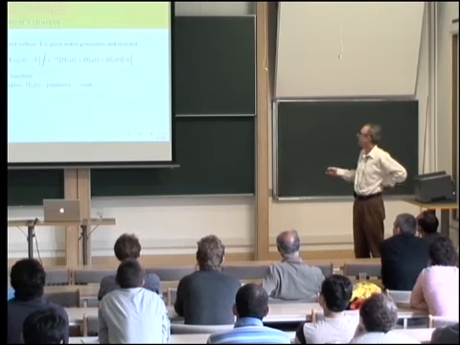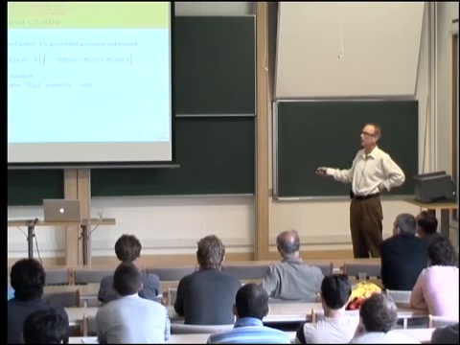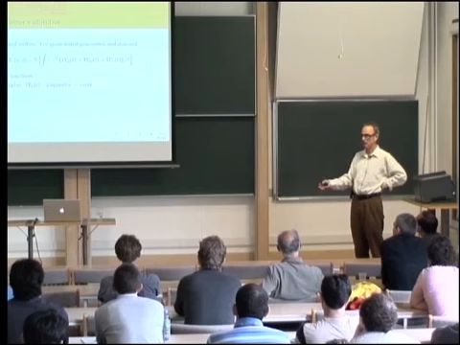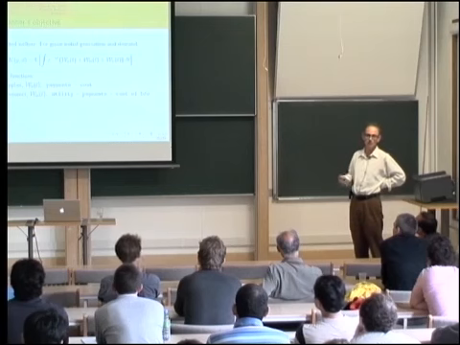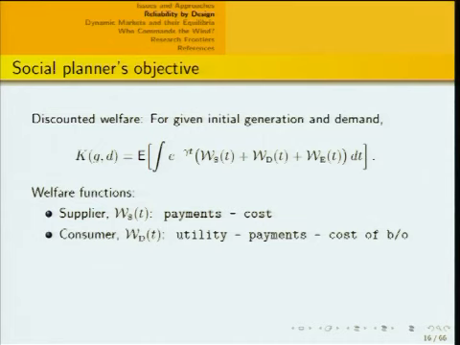So I've got a supplier's welfare, which is the amount of money they're bringing in minus their costs. I've got a consumer welfare, which is the utility of consumption minus the payments they have to make to the supplier, and minus the cost of blackout. If I don't have enough power, the power that I need, it means I have to shut down part of the city, and in some cities that means a lot of money. So that cost of blackout can be $100,000 a megawatt hour.